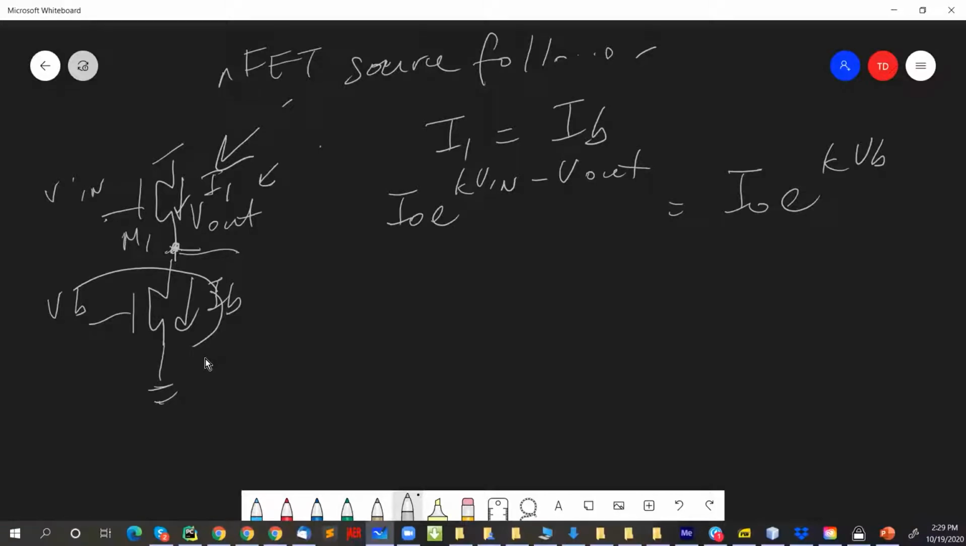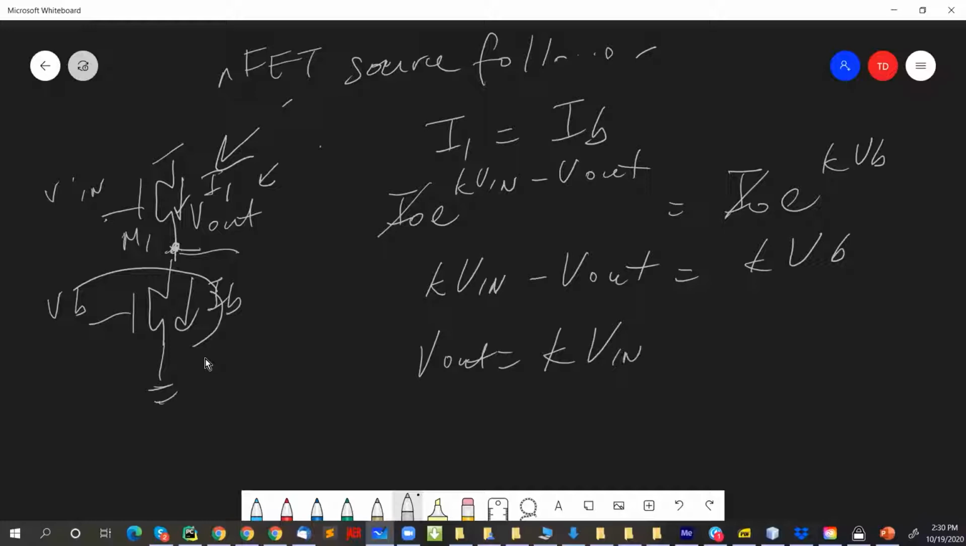Okay, now you can solve for V out. So basically you can cancel I naught, and then you just look at the exponents of the exponential. So you get capital V in minus V out equals capital VB. And so that means that V out equals capital V in minus VB. Okay. So what you can see here is that the output is always lower than the input by the bias voltage that you place on this bottom transistor. So it's a follower, and the output comes from the source of the top transistor.